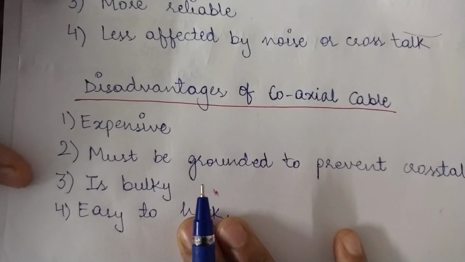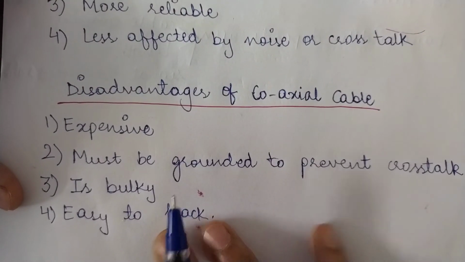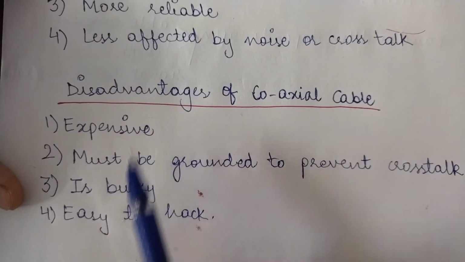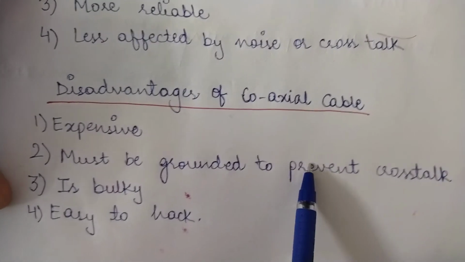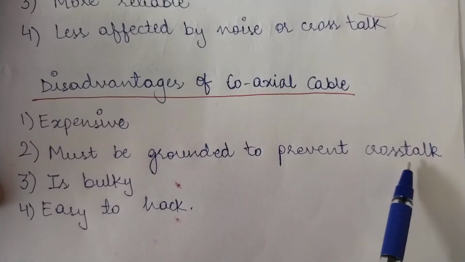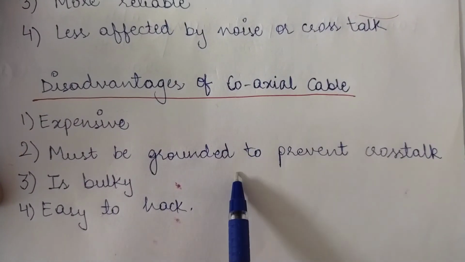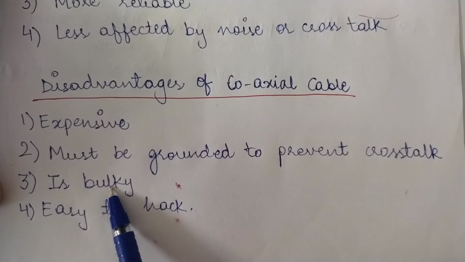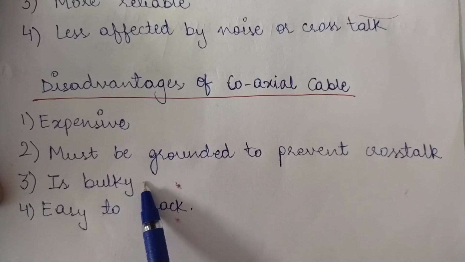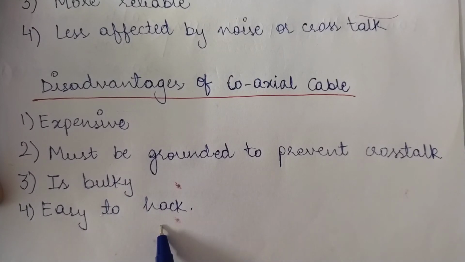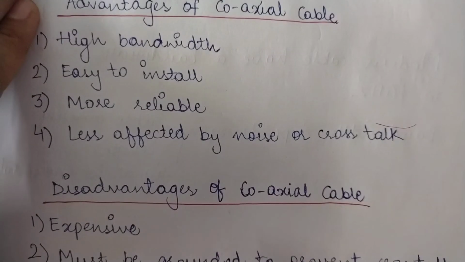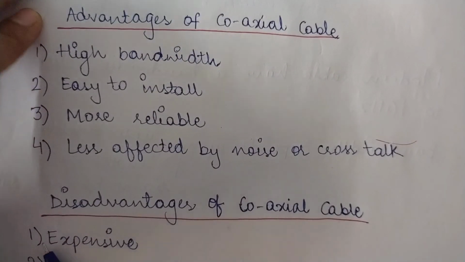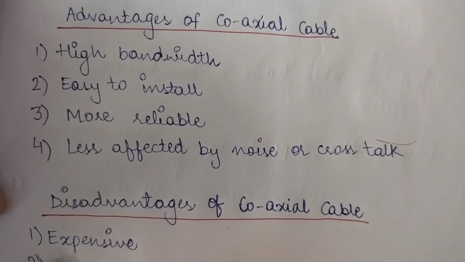Now, what are the disadvantages of a coaxial cable? It is quite expensive, and it must be grounded to prevent crosstalk. So if you want to prevent any crosstalk, the coaxial cable must be grounded. Since it has so many shieldings, obviously it is bulky, and it is also easier to hack. So these are the disadvantages of a coaxial cable. So this is all about coaxial cables in today's lecture.